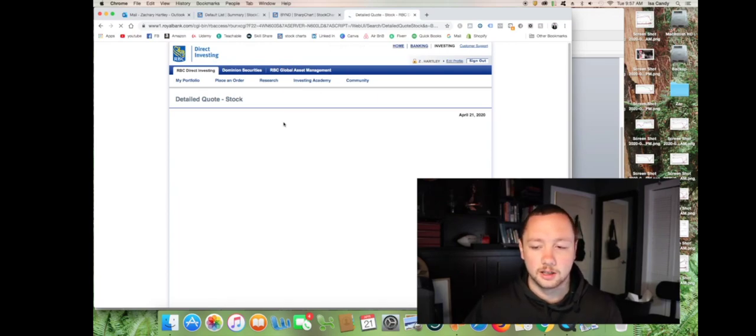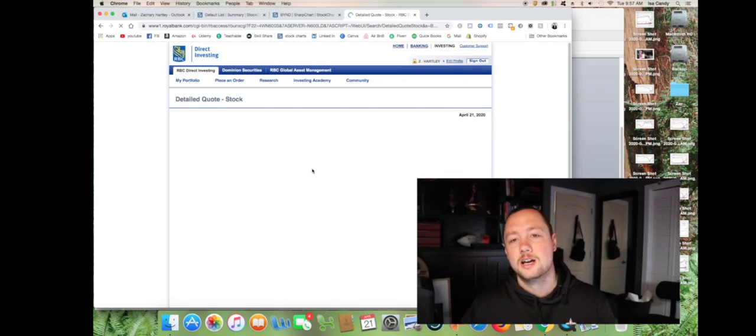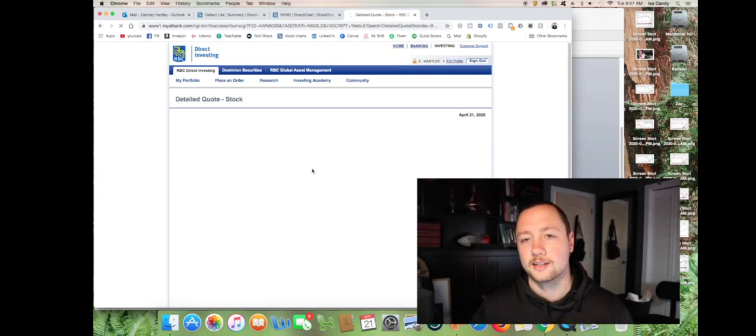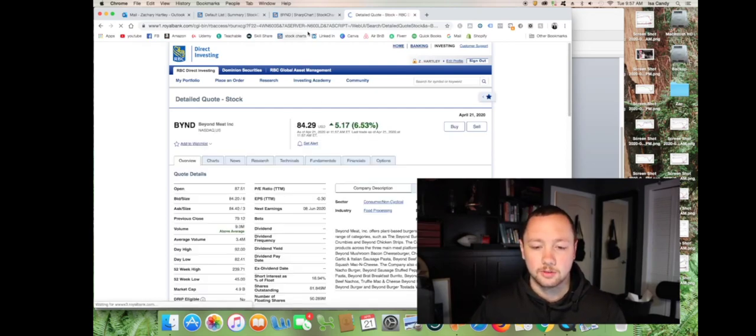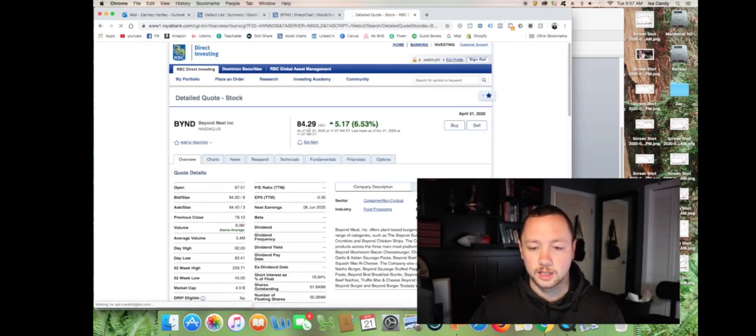So we're going to execute this trade if this pulls up, and then that stop loss I'm going to put in right below that 70 support line. So I'm probably going to put it in at 55 or 60. Here we go. Okay, so Beyond Meat is 84.29 US, what it costs right now. I'm going to go in and buy this.